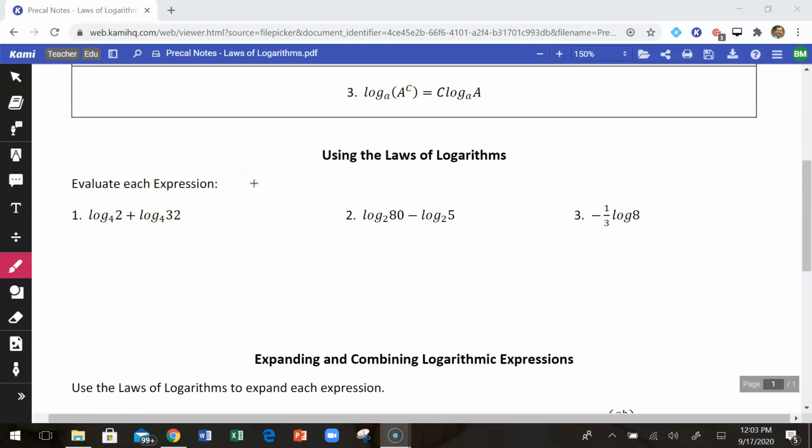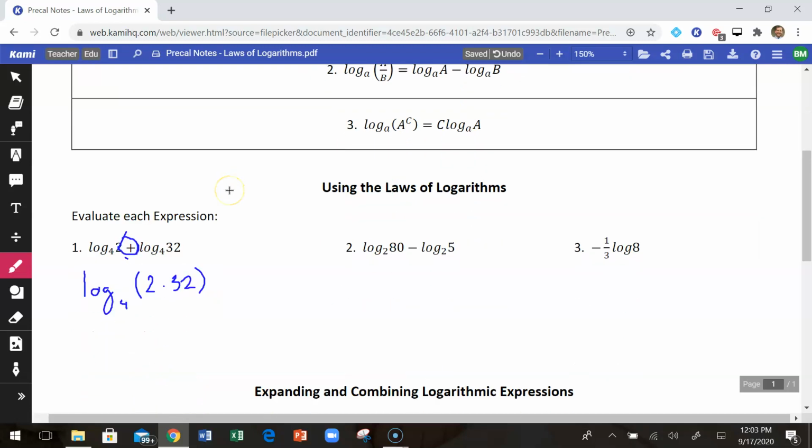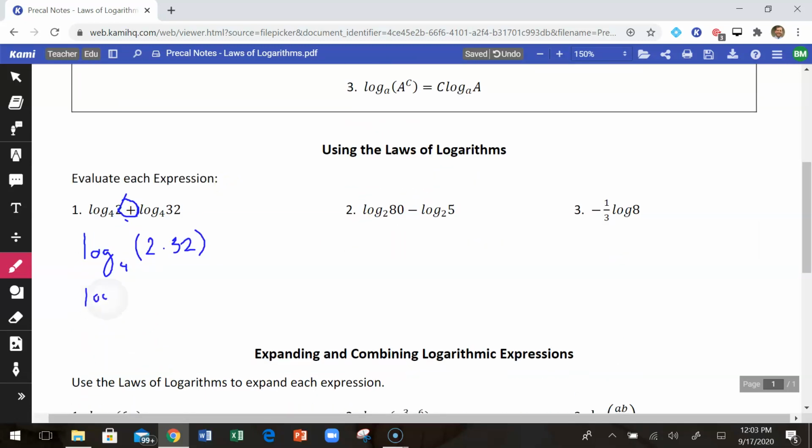Okay, so we have an addition of two different logs, so what we are going to do is combine that as a product. So we're going to do log base 4 of 2 times 32, writing that as a single log. So using this first rule, we had a sum, we're changing it to a product on the inside. That then gives us log base 4 of 64. And then we can evaluate that by thinking 4 to what power is equal to 64. And the answer there would be 3.